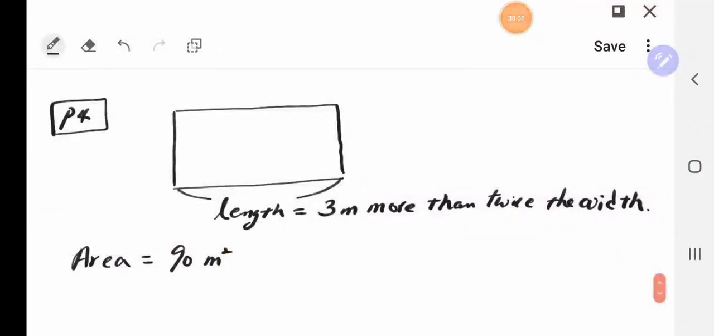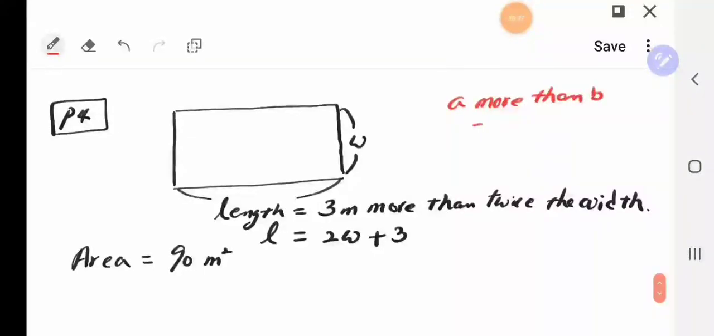Okay, for problem number 4, the length of a rectangle is 3 meters more than twice the width. Let's say this is the width, and L is the length. So the length L is 3 meters more than twice the width. Whenever you have A more than B, then the expression is B plus A.